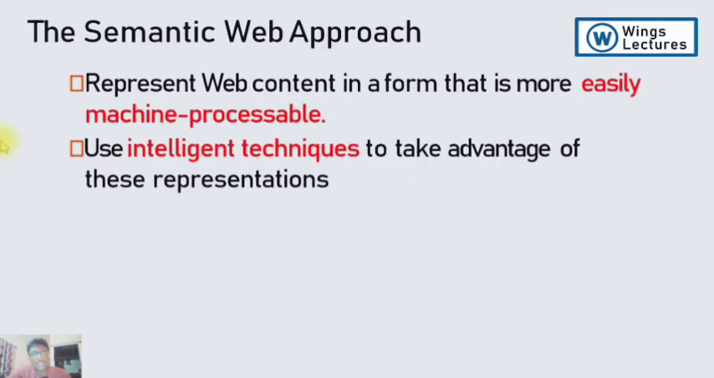How does the semantic web approach work? It is going to represent the web content in an easily machine-readable, machine-processable form, right? So in artificial intelligence, the semantic web plays a huge role in accessing the data, processing the data, and predicting the data. Okay, next.